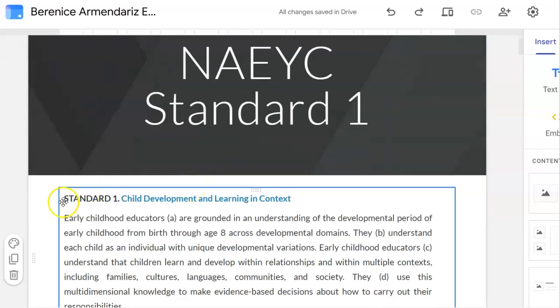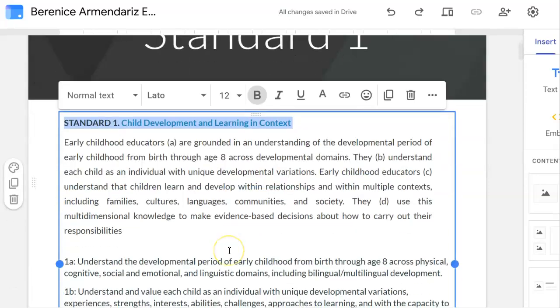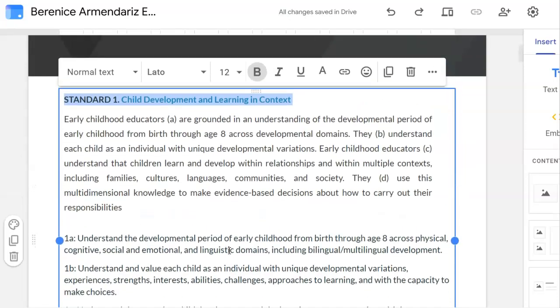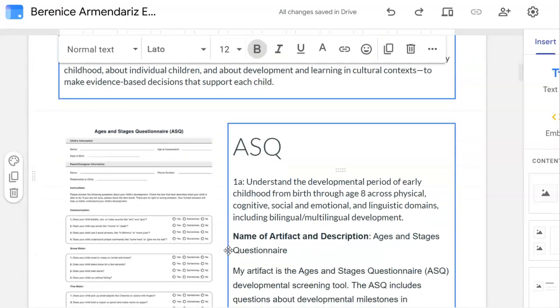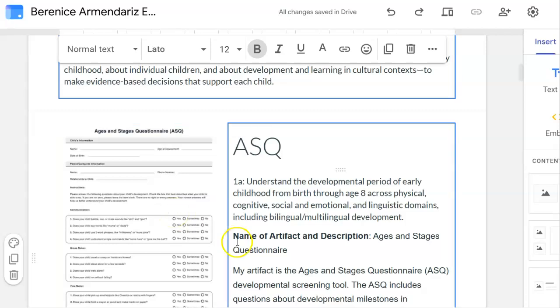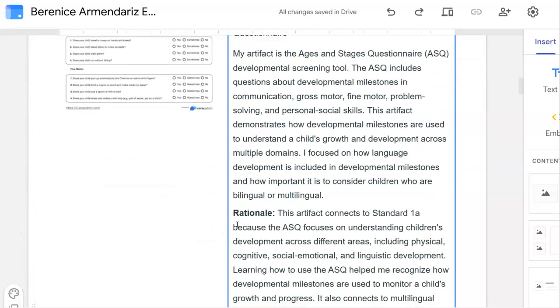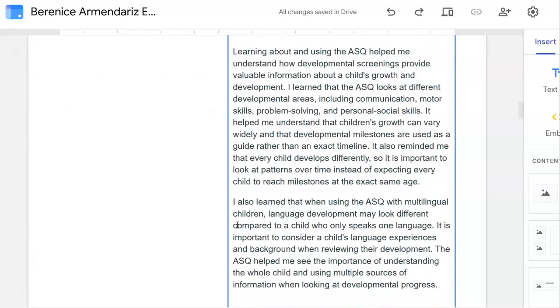Standard 1, you just state Standard 1, child development and learning in context. You talk about how I chose the Ages and Stages Questionnaire, which is commonly referred to as the ASQ, for Standard 1A. It helps us understand the developmental period of early childhood from birth to age 8. We use this in the setting by conducting the observation or assessment on the child and having the family do it on theirs.